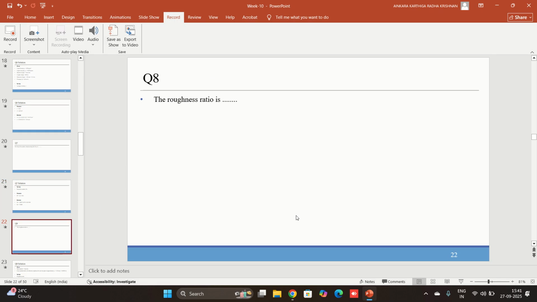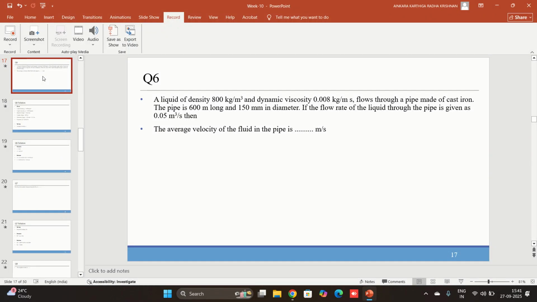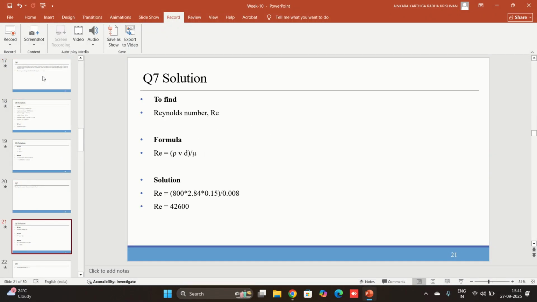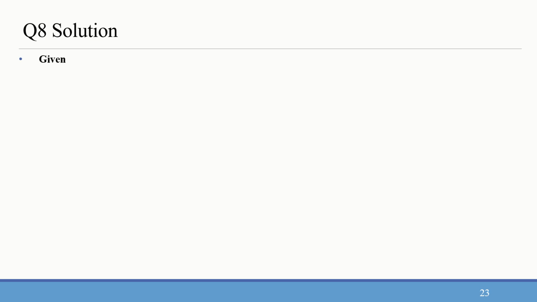Question 8 is again: the roughness ratio is dash. From the question we know it is made of cast iron, so the material property remains the same. We just need to calculate the roughness ratio. The formula is roughness ratio equal to epsilon by d. We know epsilon and we know d, so by taking them we can calculate the roughness ratio.